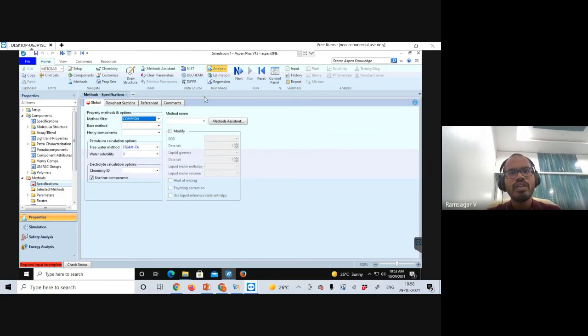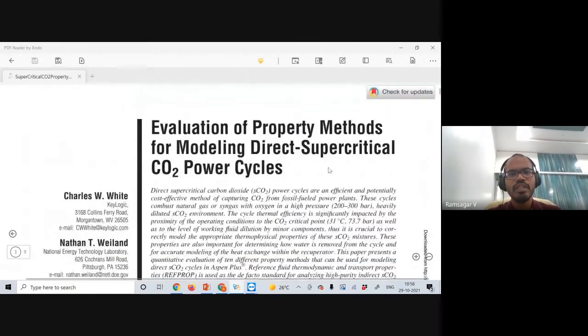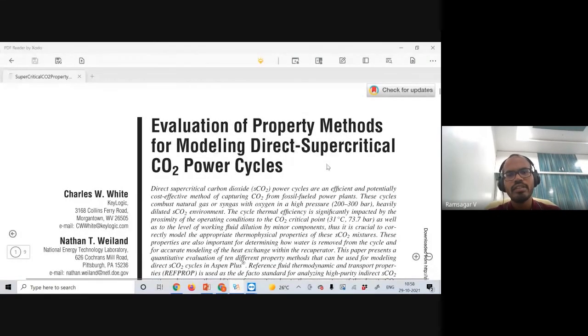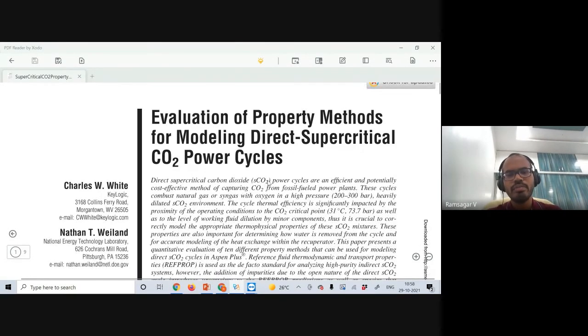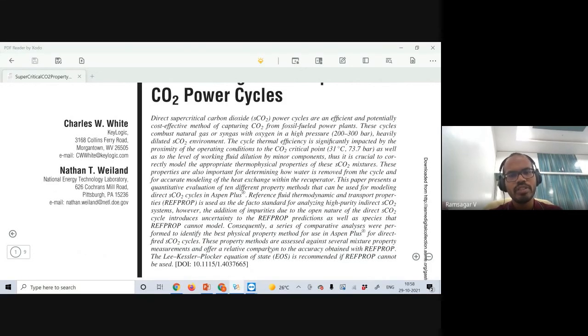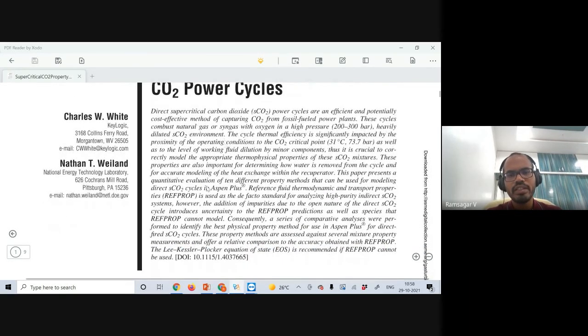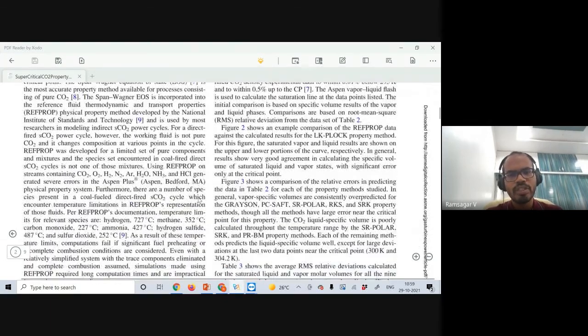Since we are trying to estimate properties that depend on temperature, you need a thermodynamic property estimation method to calculate those properties. Though we can do many things, I wanted to show you this evaluation of property methods for modeling direct supercritical CO2 power cycles. The main emphasis here is how different property estimation methods calculate CO2 properties, and how accurate they are compared to experimental data. That is the study done here. Since we are going to discuss the supercritical CO2 power cycle, where it is used as a refrigerant fluid, I think they referred to this drift property estimation method as more useful for predicting CO2 properties at that supercritical stage.